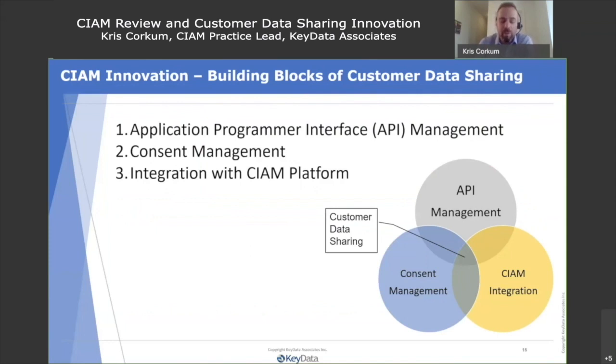So now that we've looked at open banking, let's come back to customer data sharing. And remember that this is a generalized pattern, while open banking is a specific example and implementation. It's my view that customer data sharing sits at the intersection of API management, consent management, and CIAM integration. And I'll try to break these down one at a time.